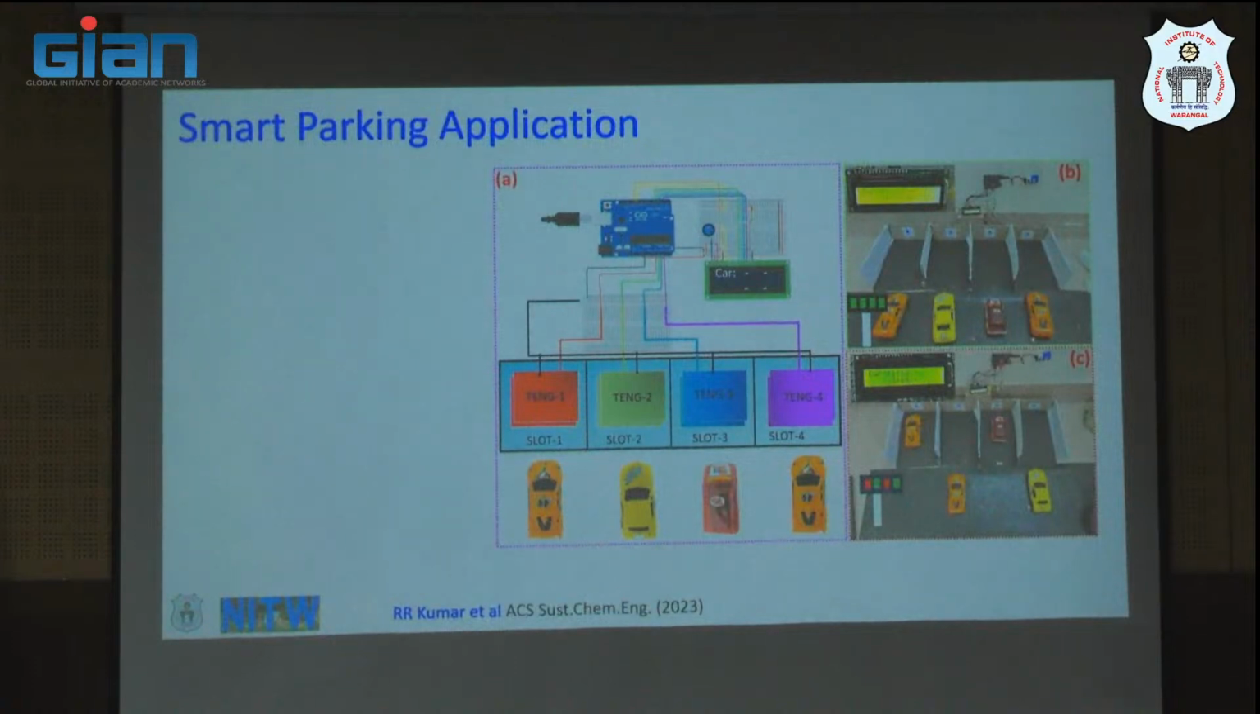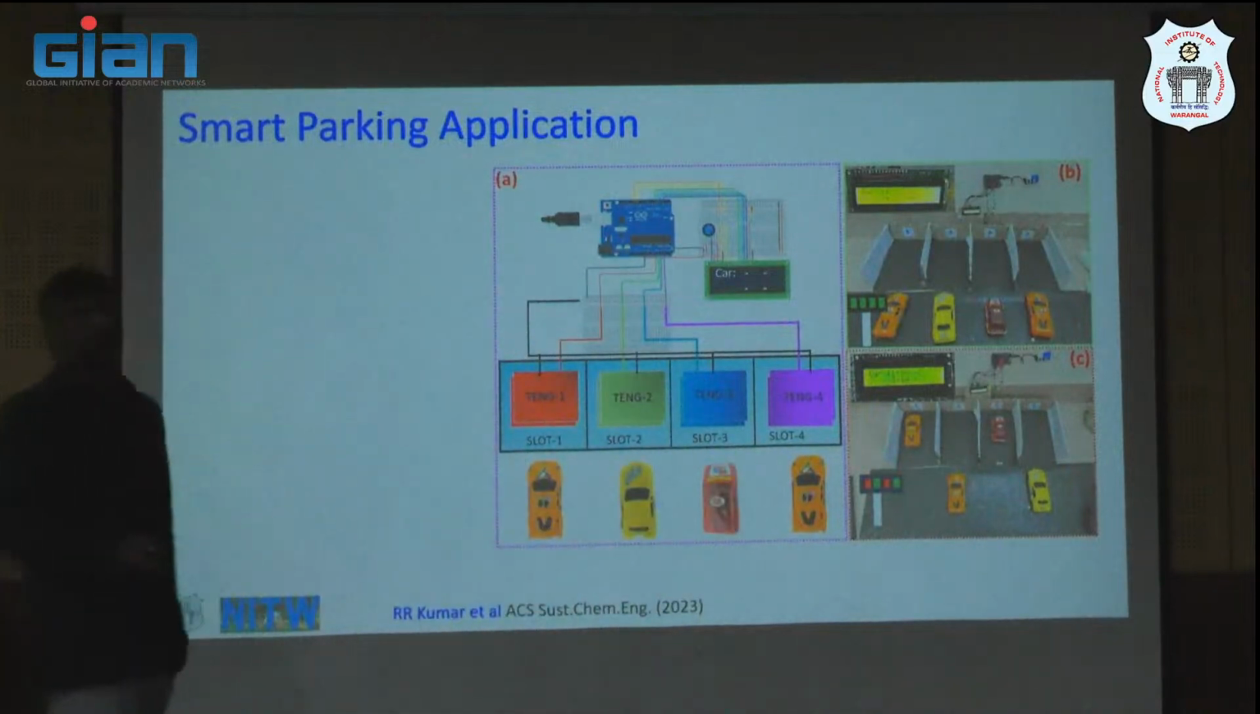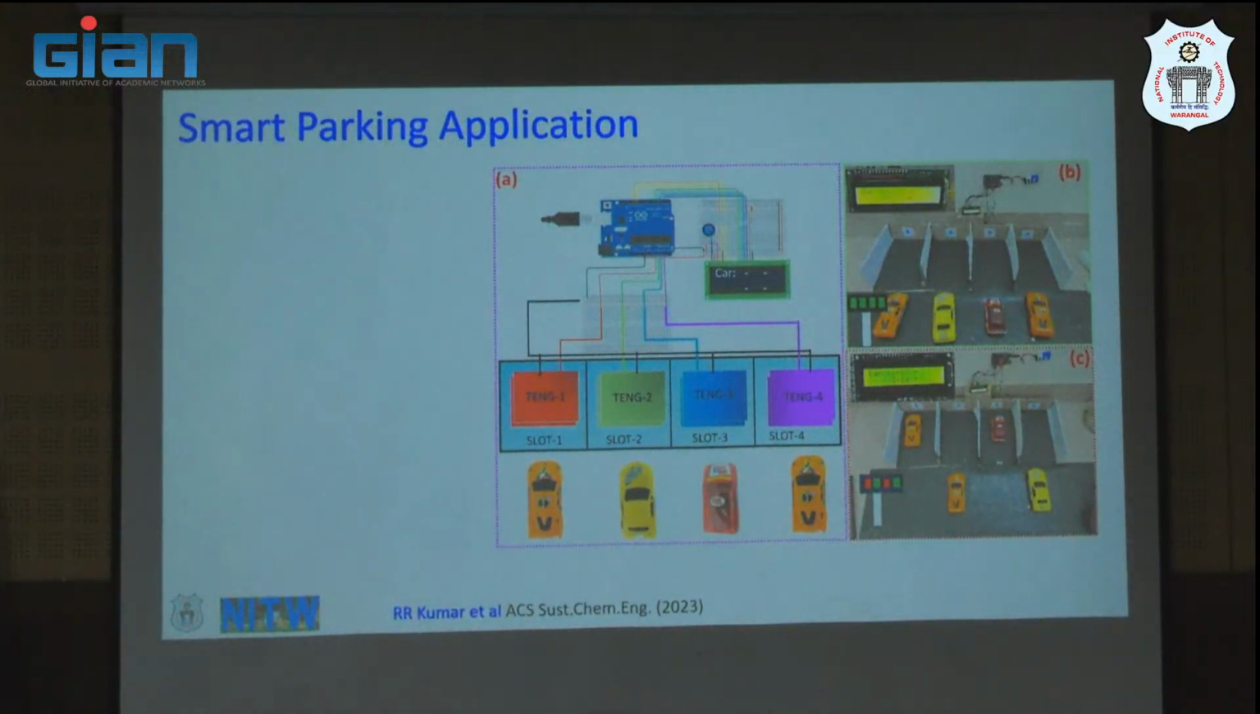And this we have explored for a smart parking application. Typically if you go to any shopping mall or any public place, there may be many parking slots, but you don't know which parking slot is free. Whether parking slots are available or not, we don't know. To overcome that problem, we have taken 4 parking slots, and under these 4 slots we have put our TNG devices. Whenever a car parks into the slot, this TNG gets compressed and gives a signal to the Arduino board. The Arduino board will give a display that this particular slot is occupied. Similarly, whenever you take out the car, they get separated, and that will give an indication that the particular parking slot is vacant.